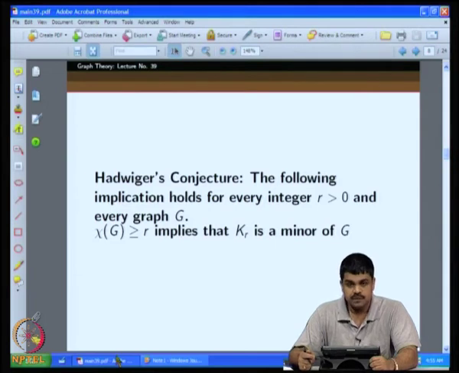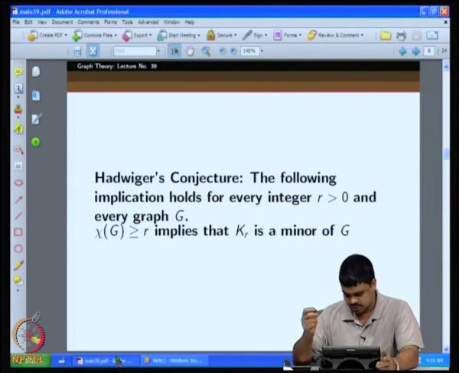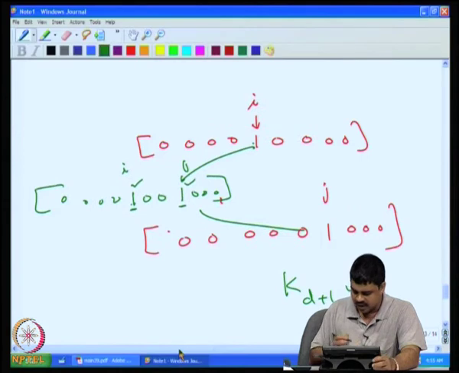The graph should have a K_r minor if the chromatic number is at least r. In other words, if it does not have a K_r minor, then we can color the vertices of the graph properly using at most r minus 1 colors. So, it is very easy to verify for small cases.